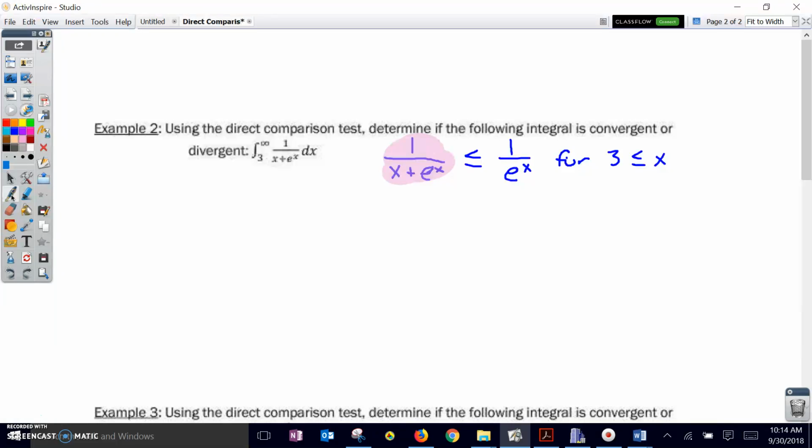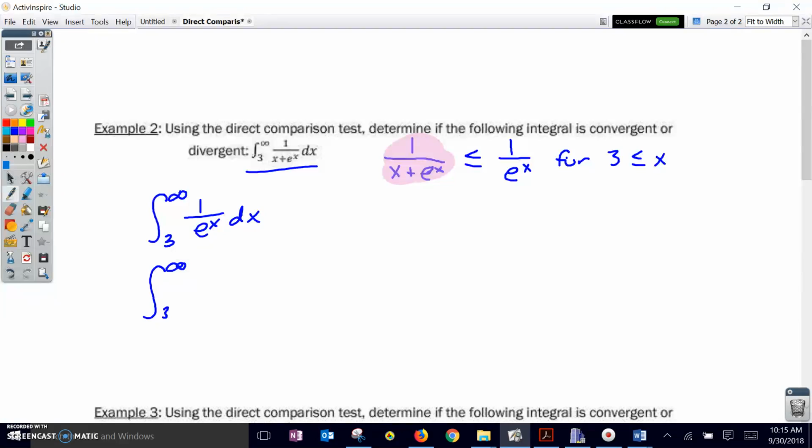So now the question is, can I show that the integral from 3 to infinity of 1 over e to the x dx converges? Since it's always bigger, if I can show that it converges, then that proves the convergence of my original integral. If I, however, show that it diverges, that tells me nothing, and I have to start again and look for another function, or kind of change my perception of whether I think this converges or diverges. But in this one, I've chosen wisely.